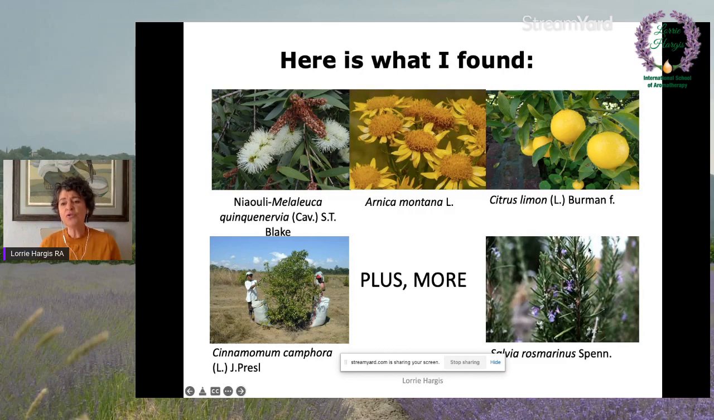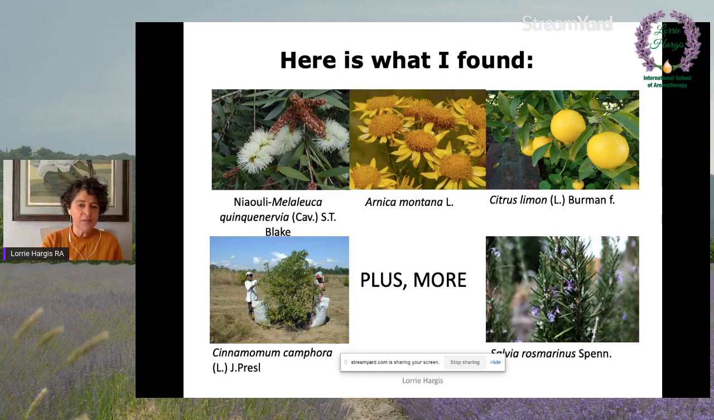We also used rosemary. And rosemary, we used 1,8-cineol rosemary. And this was used also for its antiviral properties. However, it was also used for our sense of smell because we both lost our sense of smell. And we were using this in inhalations. So these are just a few of the things that we used.